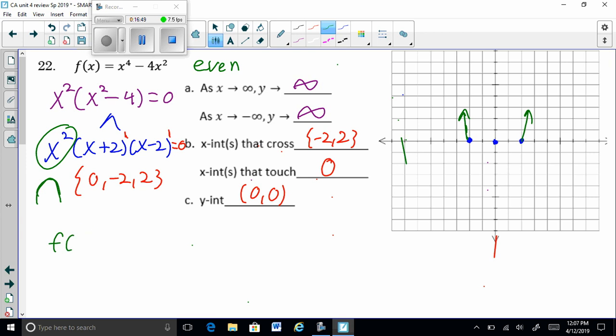So let's go ahead and try this. So let's do f of +1. And you can plug it into the factored form, or the one up here is pretty simple. So I'll just go ahead and plug it in there.